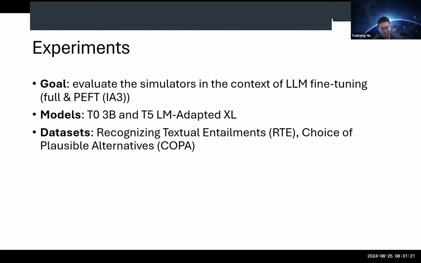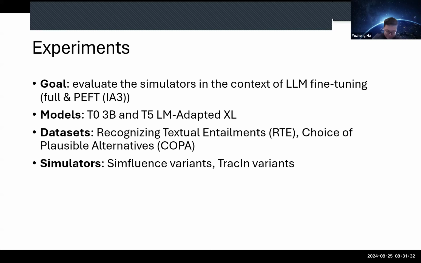So the models the authors consider are T0 and T5. And the data sets are just some standard NLP data sets. One is RTE and the other is COPA. So the simulators that the authors consider are just Simfluence and its variants, because for Simfluence we also have two variants. This is also for us to conduct some ablation studies to see whether, if you only consider the additive factors, or if you only consider the multiplicative factors, how it will affect the final performance of the simulators, and also the tracking variants.